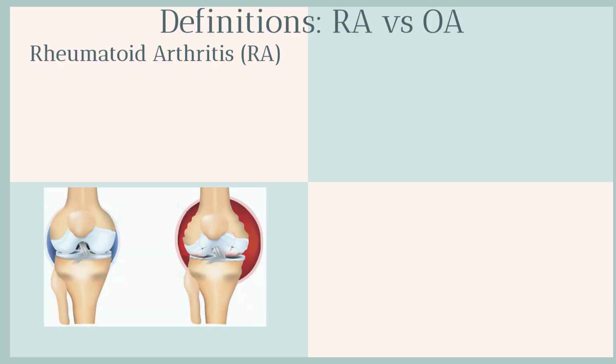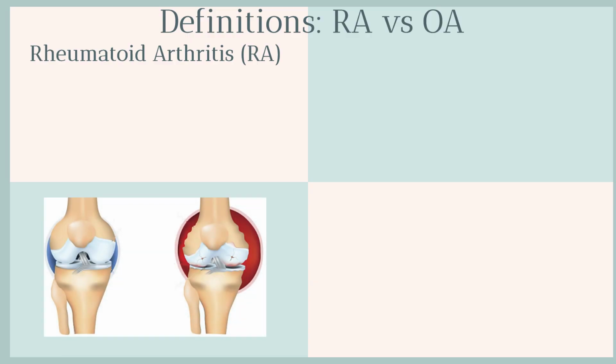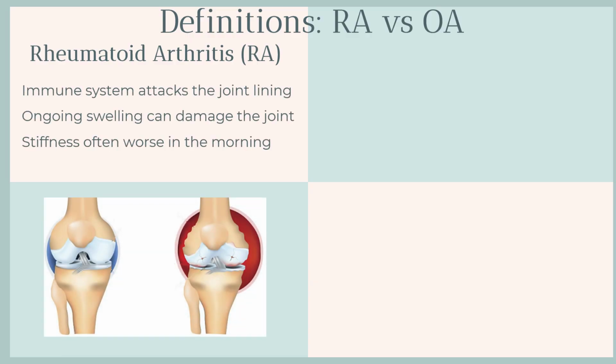Okay, now let's define our terms. Rheumatoid arthritis, RA, is when the immune system mistakenly attacks the joint lining. That attack causes inflammation and swelling that can continue even when you're not using the joint. Over time, that ongoing swelling can damage the joint itself, and many people notice stiffness that's worse in the morning. Because it's a whole body inflammation condition, it can also affect more than just the joints. Some people notice things like fatigue, dry eyes, low-grade fevers, or just feeling run down because the inflammation is systemic.